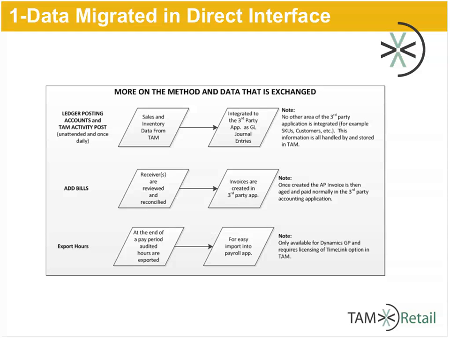The second part is the add bills. This is where someone will, as I mentioned, review receivers and reconcile the costs. A nice step, keeps your costs accurate, and those invoices then with the click of a button are created. You can review one receiver or multiples because sometimes you might receive 2 or 3 times against a given invoice or purchase order. And then again, for those using the GP, we have the capability to export payroll information or time, or really hours information.